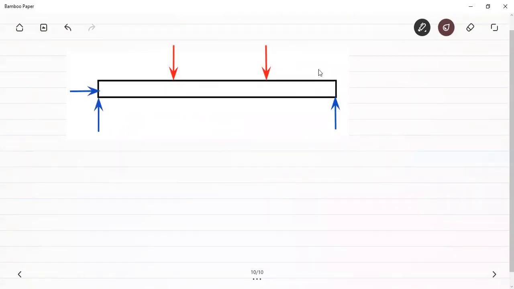We'll actually here draw the shear force diagram. This point and this point I will draw this line. This was how much? 100. This was A, this was B.